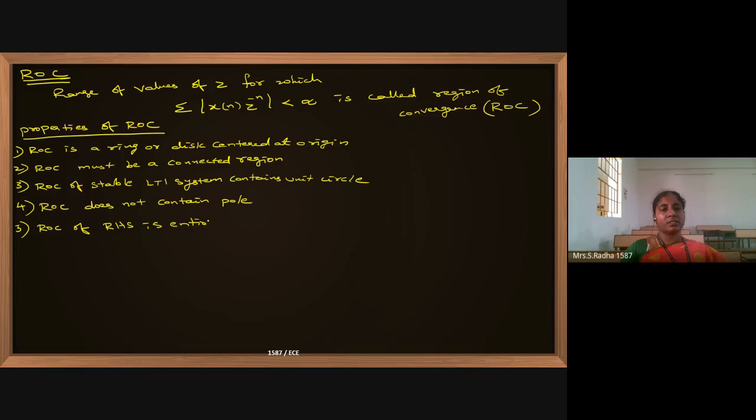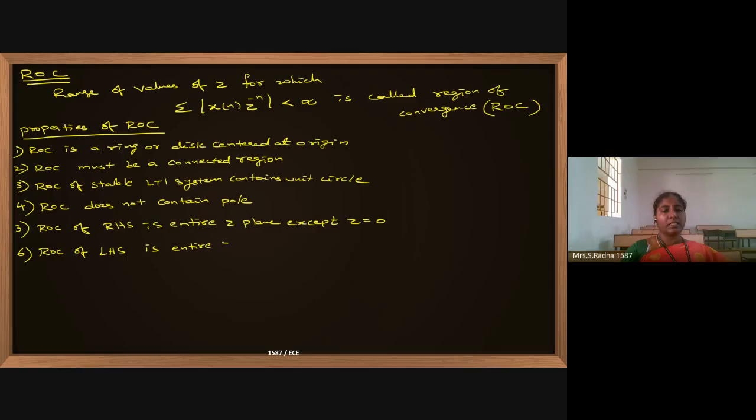Now, fifth one, just now we have seen ROC of right-handed sequence is entire Z plane except Z equal to 0. This is about right-handed or causal sequence.